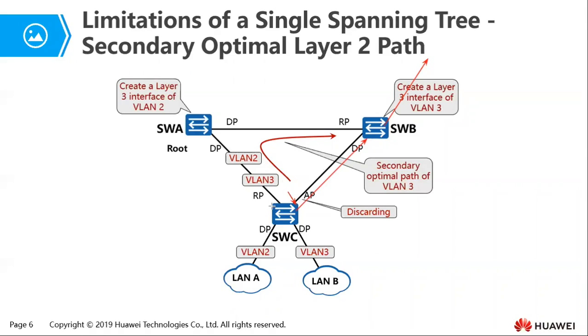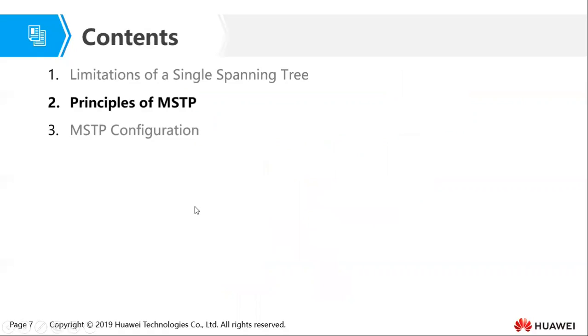But because we're using a single tree and this interface is going to be blocked, now we have to use the secondary optimal layer 2 path. So that's the secondary. Those are the three problems that we encounter when we are using a single spanning tree.